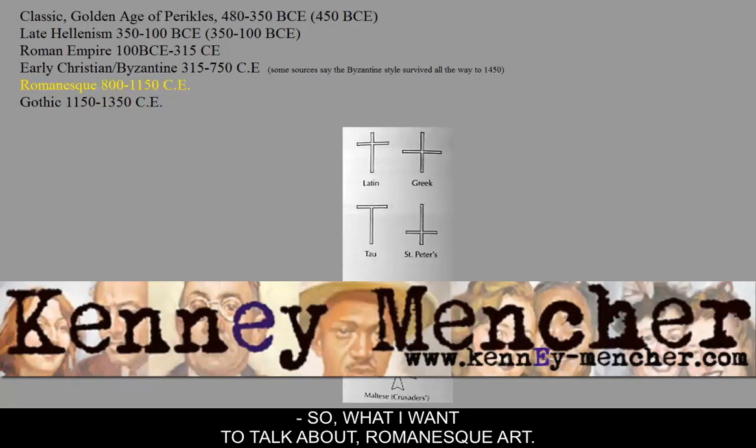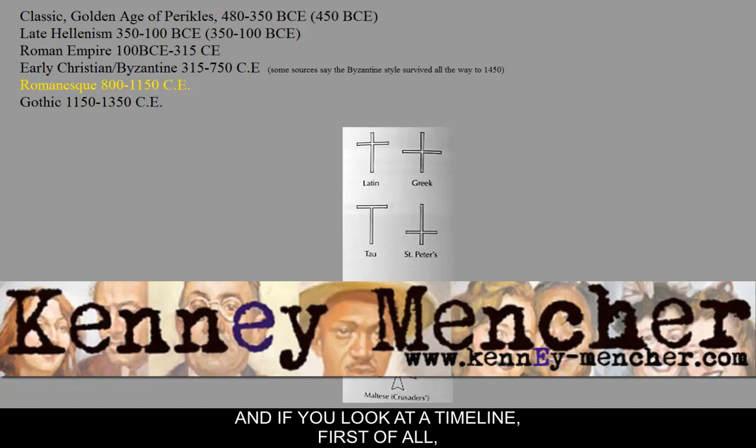So I want to talk about Romanesque art, and if you look at the timeline, first of all, you'll see that it runs between about 800 to 1150, and then the Gothic era kind of takes over. But the periods really overlap, the early Christian with the Romanesque and the Romanesque with the Gothic. So keep that in mind.